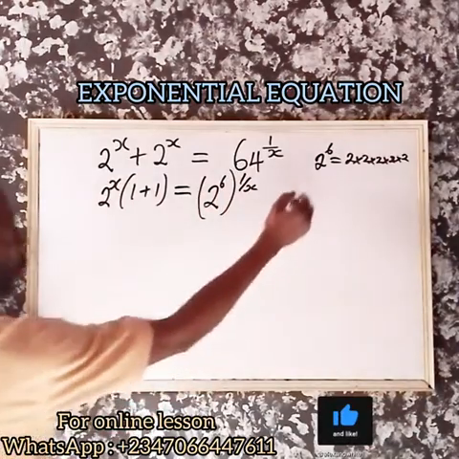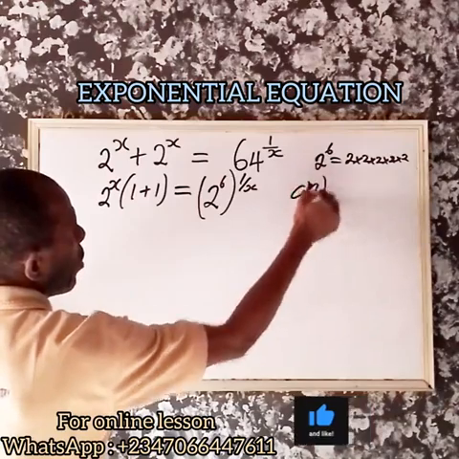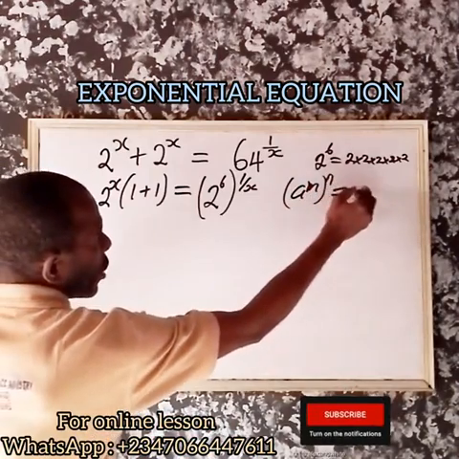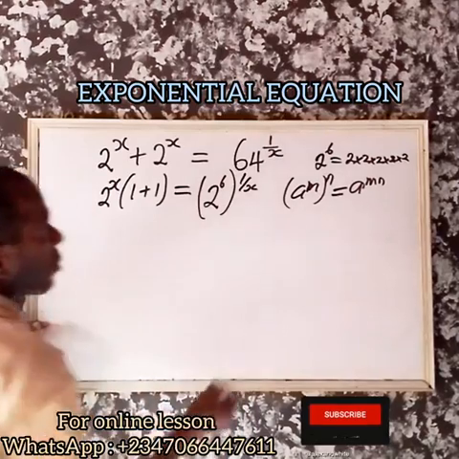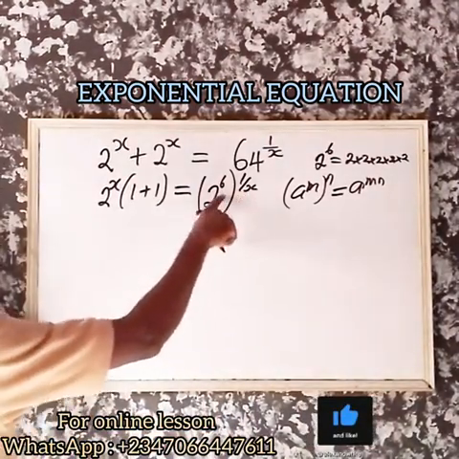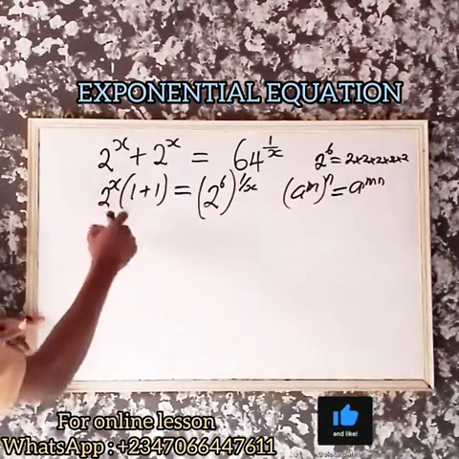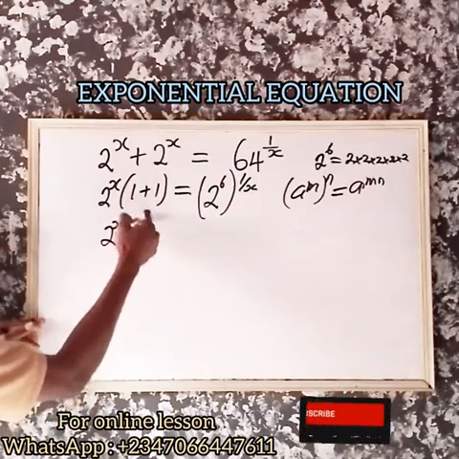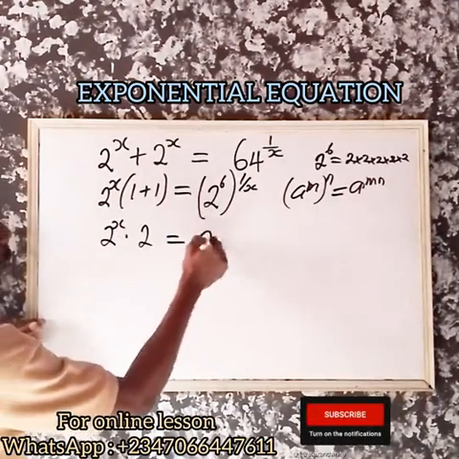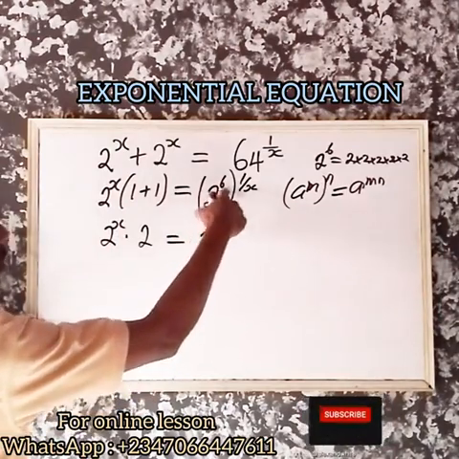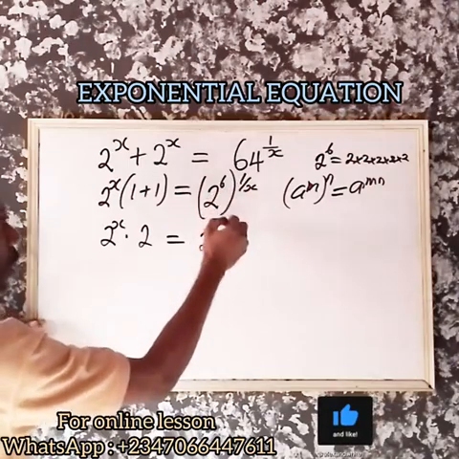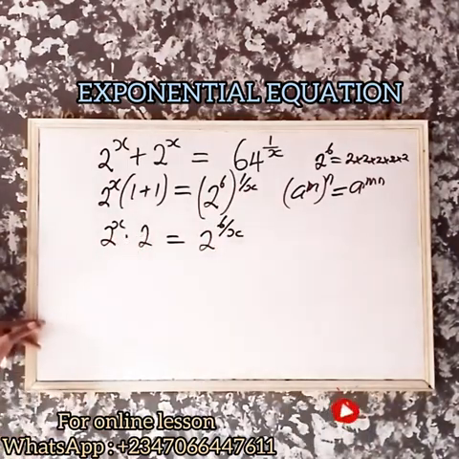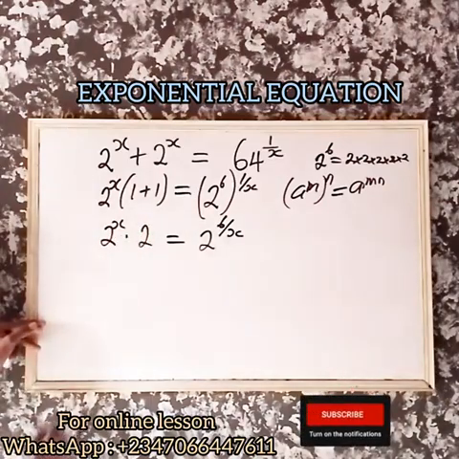Now you recall, when I have a raised to the power m, then another power n, it is going to give me a raised to the power mn. So in that case, 1 over x will be multiplying by 6. So here we're going to have 2 raised to the power x times 1 plus 1, which is 2, then equal to 2 raised to the power x, 1 over x times 6 is going to give us 6 over x. Here we still have power 1, 2 raised to the power 1, though it's not visible.